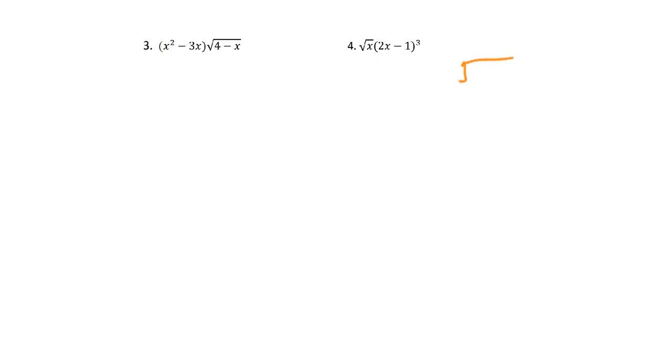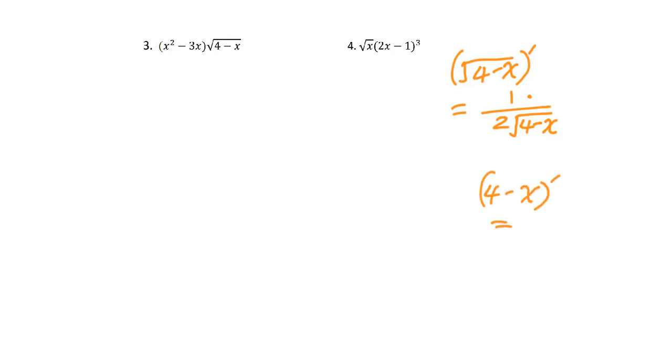Remember, for the square root of 4 minus x, that will be 1 over 2 square root of 4 minus x. Then you have to do the chain rule. The derivative of 4 minus x is negative 1, so multiply by negative 1. When you use the product rule for number 3, just use the formula 1 over 2 square root of x. Then you have to use the chain rule for the inside.